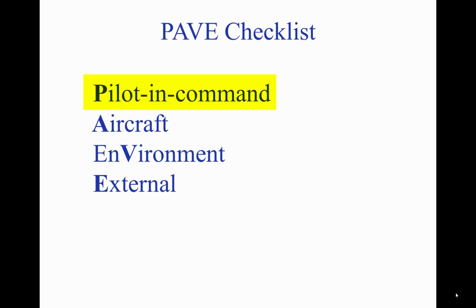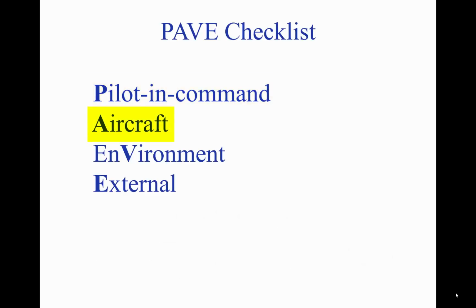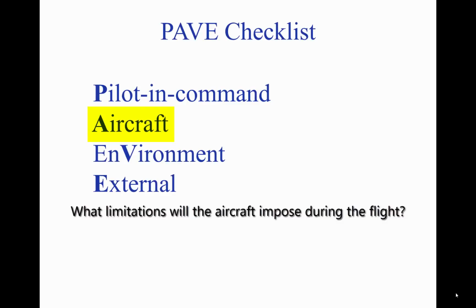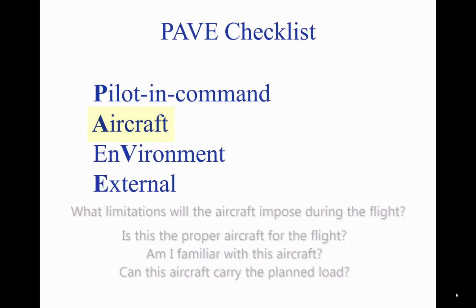P is pilot in command, PIC. The pilot is one of the risk factors in a flight. The pilot must ask, am I ready for this trip in terms of experience, recency, currency, physical, and emotional condition? The IMSAFE Checklist provides the answers. A is aircraft. What limitations will the aircraft impose upon the trip? Ask the following questions. Is this the right aircraft for the flight? Am I familiar with and current in this aircraft? Can this aircraft carry the planned load?